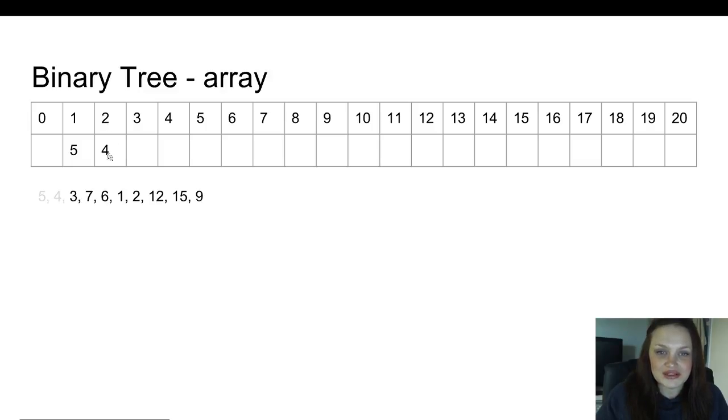Element 3 is going to be a child of 4. It'll be a left child, so that'll get stored at 4 because that's 2n of 2. 7 is going to be the right child of 5, which means it's going to get stored at 2n plus 1, so it'll get stored here. 6 is going to be the left child of 7, so it's the right child of 5, and then the left child of 7, so it's going to get stored down here at index 6.